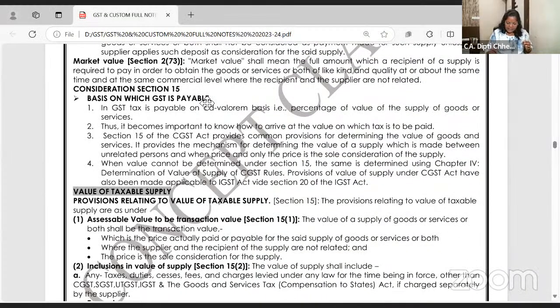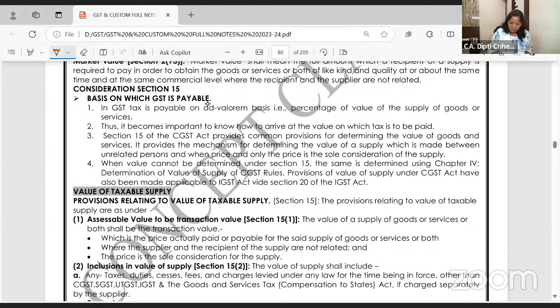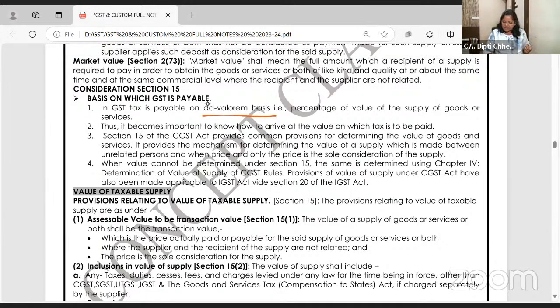So now I've given you the base. Of course, I'll make you write the important points. But now I'm sharing the screen and we are going to our material. Value of supply. GST is the tax payable ad valorem. First you were given definitions, which we have already done a lot. Thus it becomes important to know what is the value on which I will charge the GST, 18% or whatever it is, right? Specifically when the buyer and seller are unrelated and when price is the sole consideration. Price is the sole consideration. Is this clear to all of you? Right.